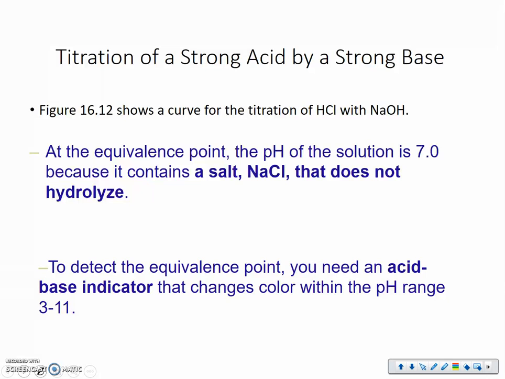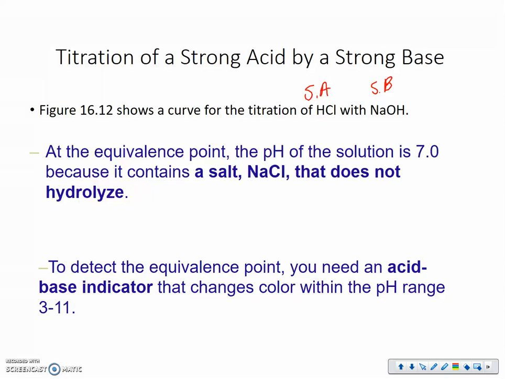Now, if you had something that wasn't a strong acid with a strong base, that would not be the case. But we're going to focus on those types of reactions, a strong acid with a strong base. So we're always going to form a salt that does not hydrolyze. Our equivalence point is always going to be at 7.